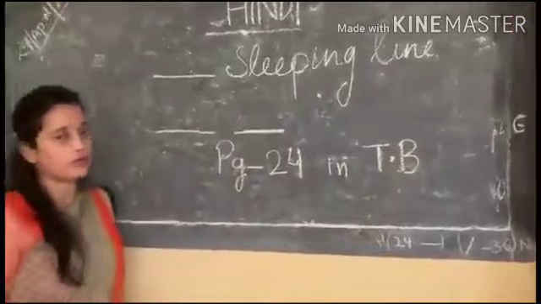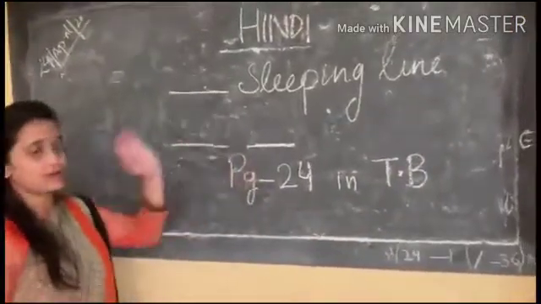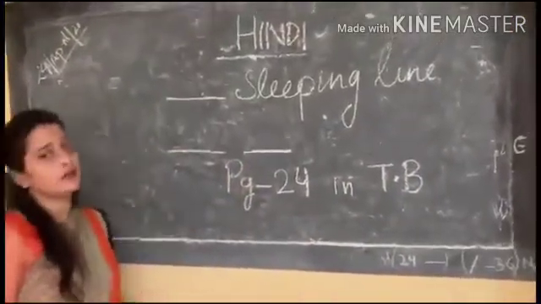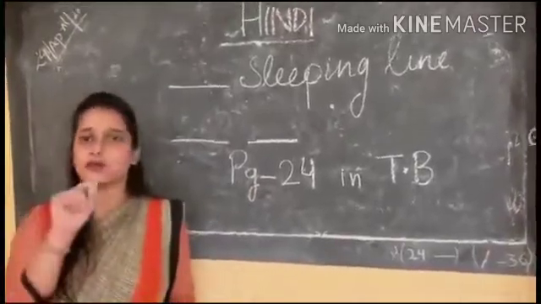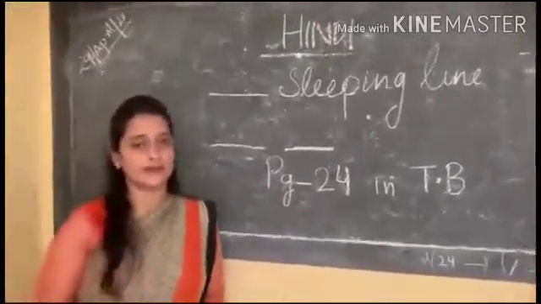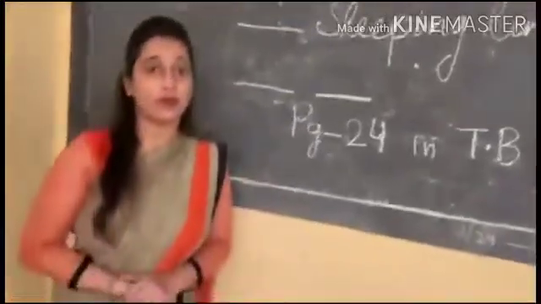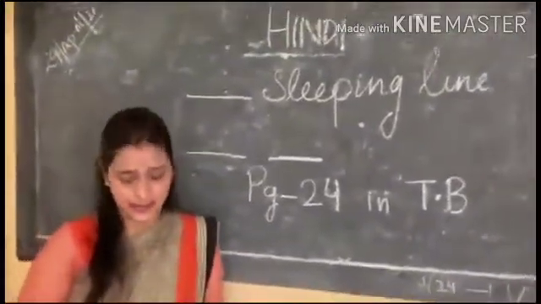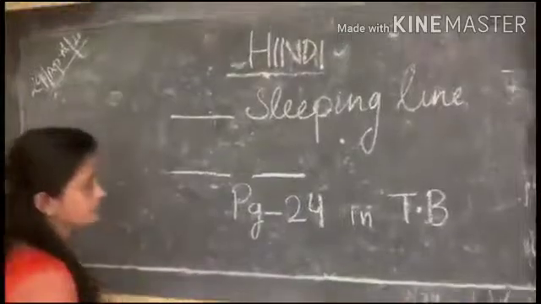Okay, page number 24. On page number 24 there is a sleeping line. If you don't have it, then ask your mother to make the lines in your notebook and you will trace it. Very good. So we learned how to make a sleeping line. Okay, now come to next.